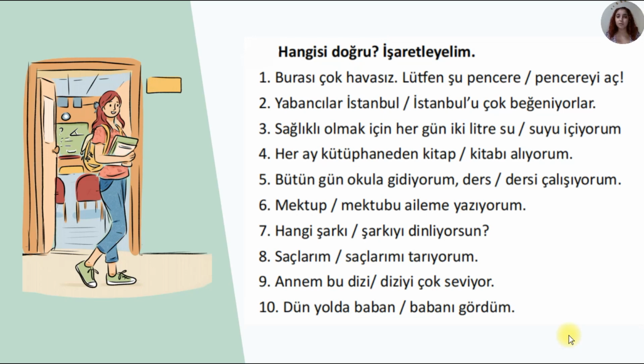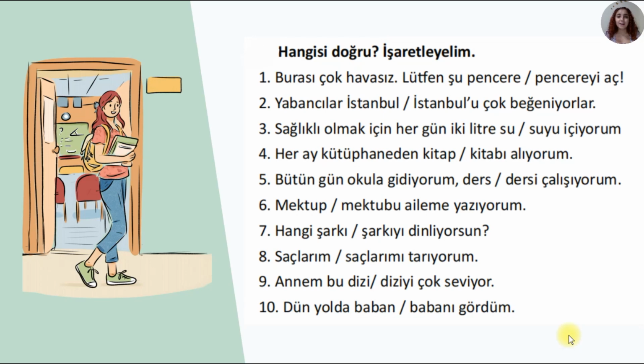Okay. Yabancılar, foreigners, İstanbul'u çok beğeniyorlar. They like Istanbul so much. İstanbul'u çok beğeniyorlar. Sağlıklı olmak için, to be healthy, her gün, every day, 2 litre su içiyorum. I'm drinking 2 liters of water. İçiyorum, and it is not specific water, it is just water. That's why we don't need to say suyu. 2 litre su içiyorum. If it is fruit juice, it's supposed to be meyve suyu, and it is coming from here. Because of being fruit juice, not any kind of water or juice. It is specific juice. And that's why we say meyve suyu.